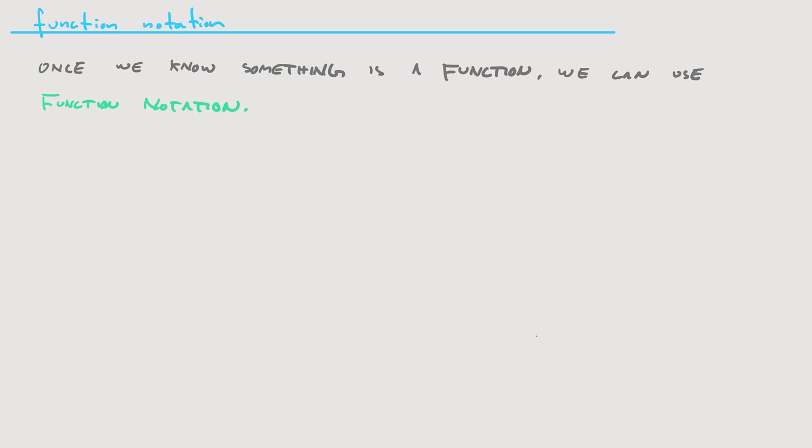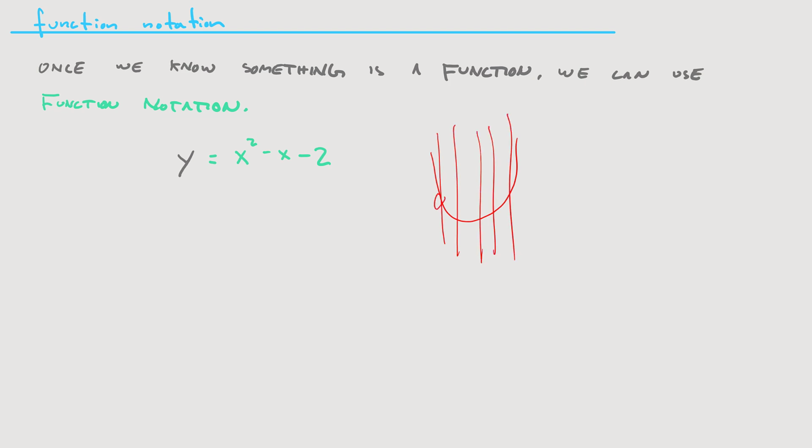Now, once you know that something is a function, we can use what's called function notation. Function notation, and again, you have to know something's a function first. I don't know exactly off the top of my head what x squared minus x minus 2 looks like, but I do know that it's a parabola that opens up. And if I pass vertical lines through this thing, we're going to find that it only is ever intersecting one time. Okay, so this thing is a function.